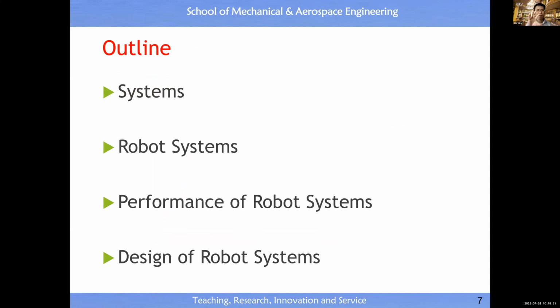Okay, then for this lecture, basically I help you to adopt the viewpoint of the system. In this way, you think of the robot as a motion system. Then immediately it's easier for you to understand what should be the key elements or key subsystems inside a robot. So let's start with the concept of a system.